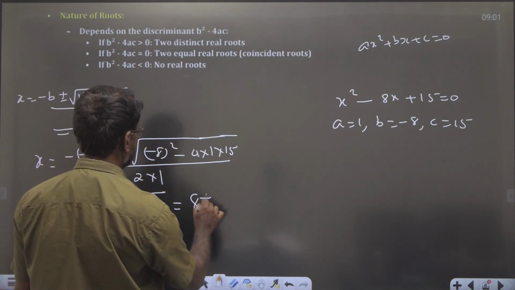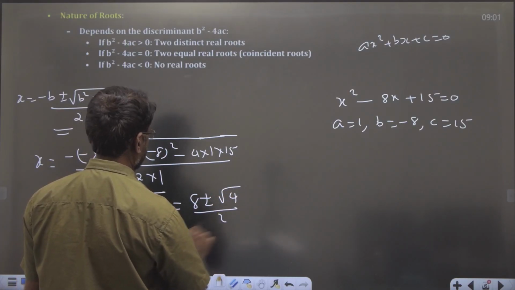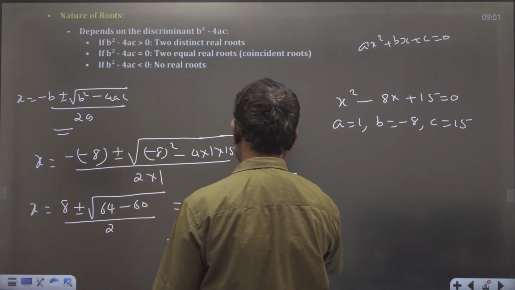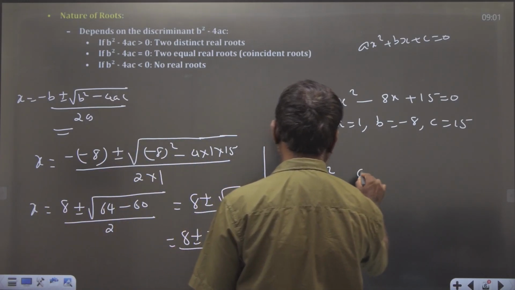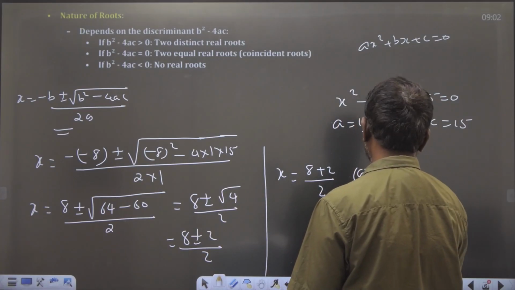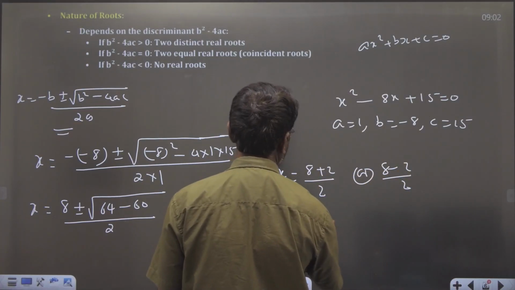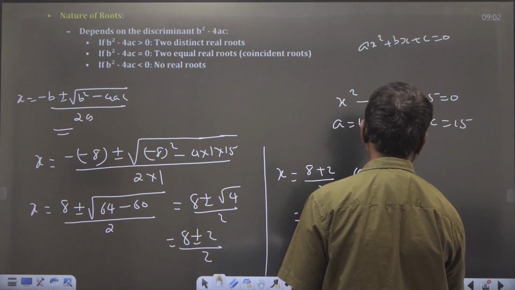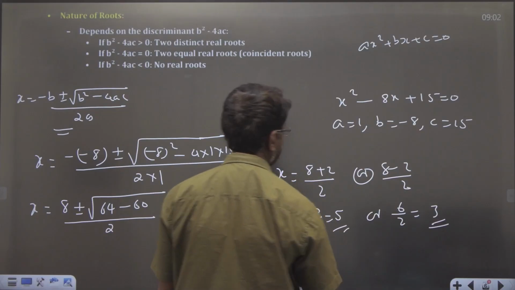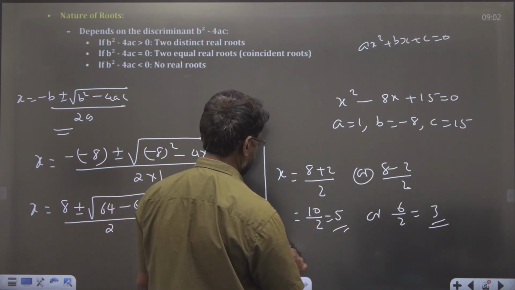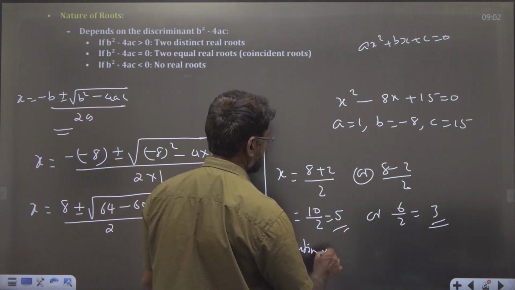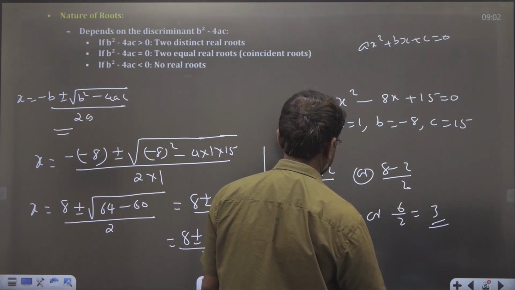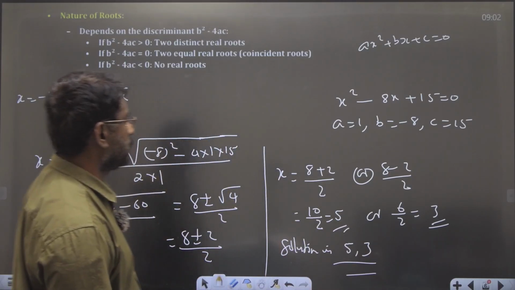That is 8 plus or minus root of 4 by 2. That is 8 plus or minus 2 by 2. Therefore, x is equal to 8 plus 2 by 2 or 8 minus 2 by 2. This is equal to 10 by 2, that is 5, or 6 by 2, that is 3. So the solutions are 5 and 3. Okay.